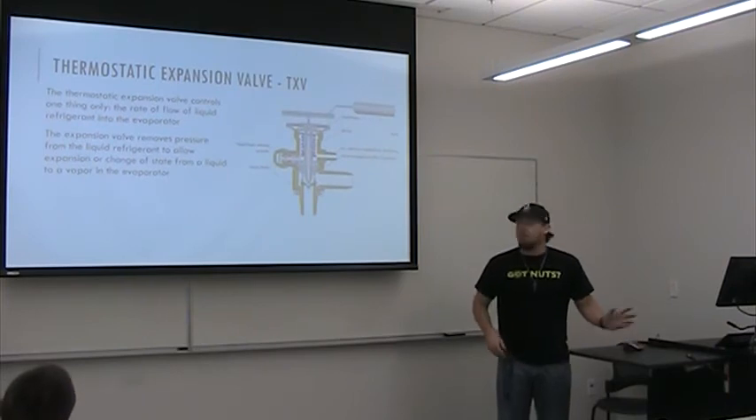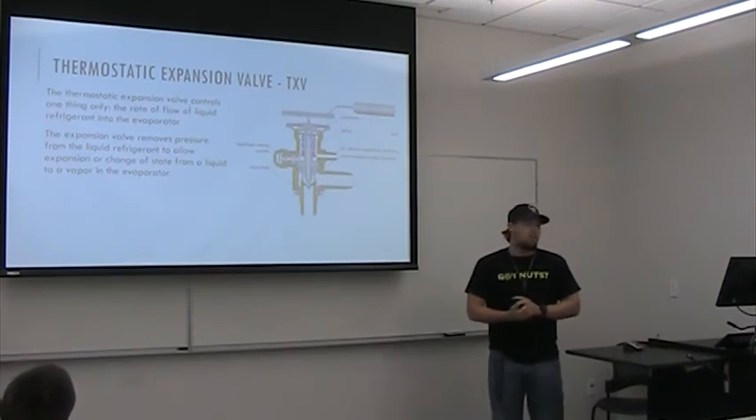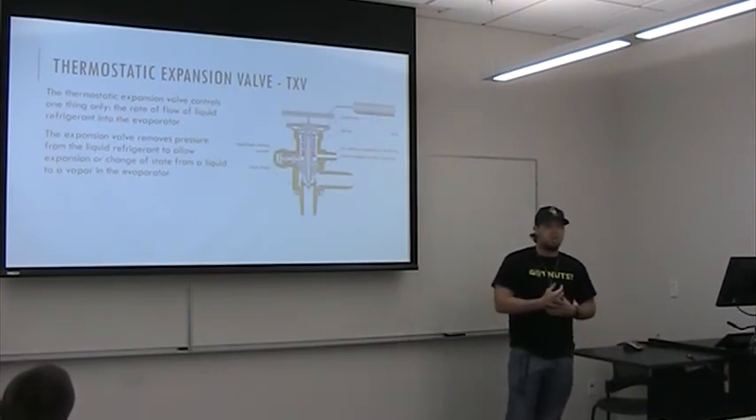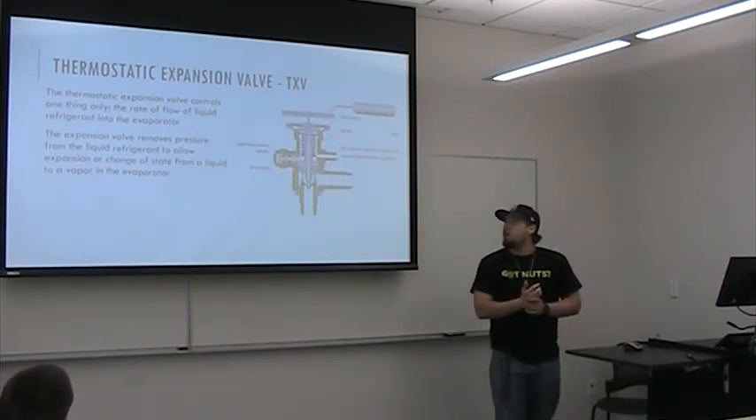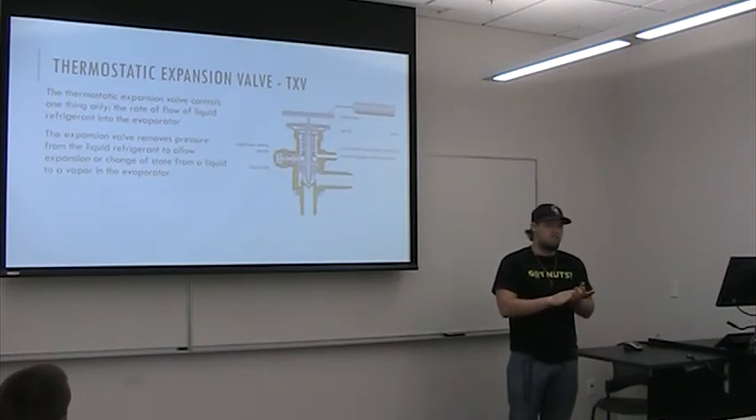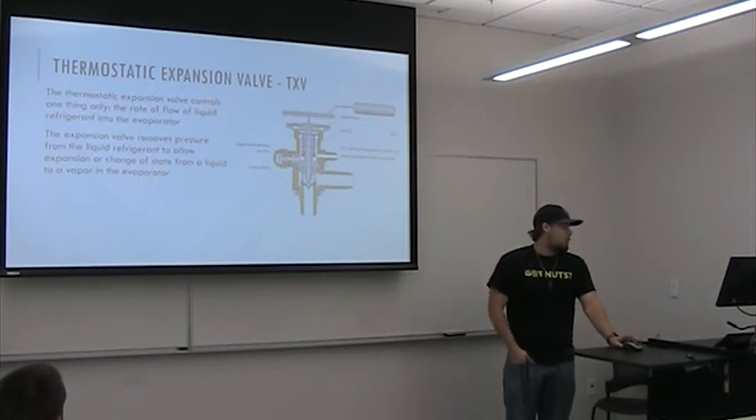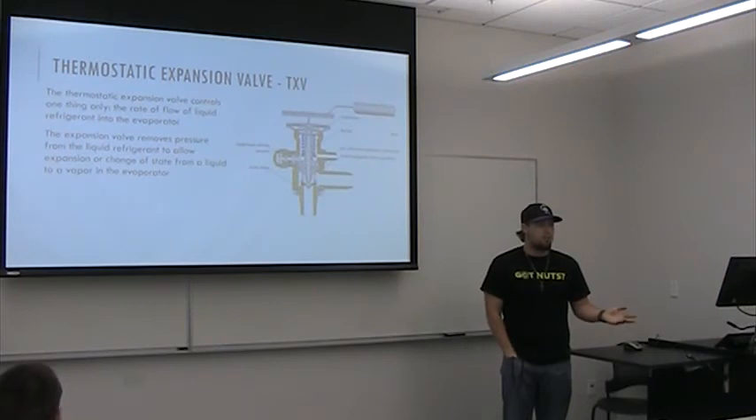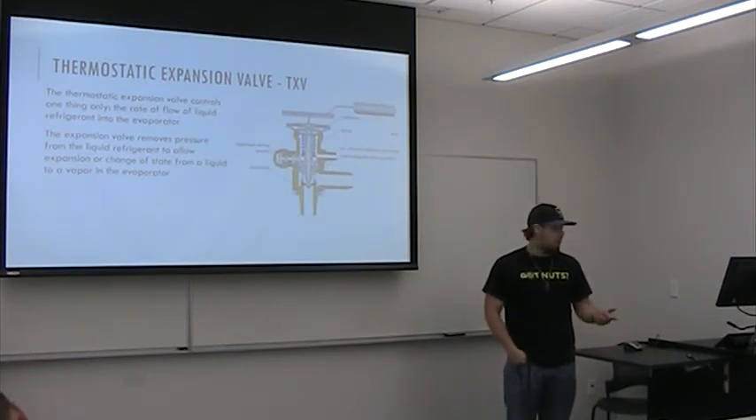Now on to the expansion valve. What the expansion valve does, in between 3 and 4, as you've seen on all of the diagrams, it only controls the flow of liquid into the evaporator. It does this by dealing with pressure. The expansion valve removes the pressure from the liquid refrigerant to allow for the expansion of the refrigerant so it can be evaporated when it gets to the evaporator.